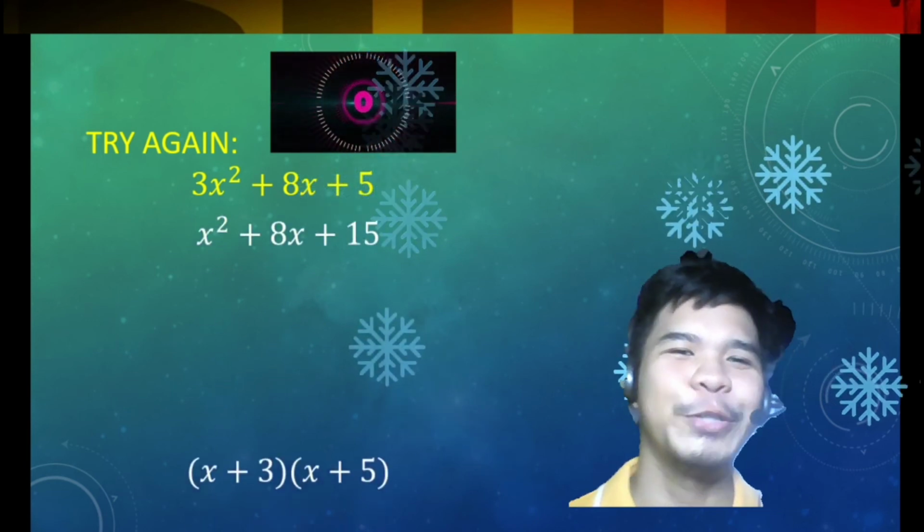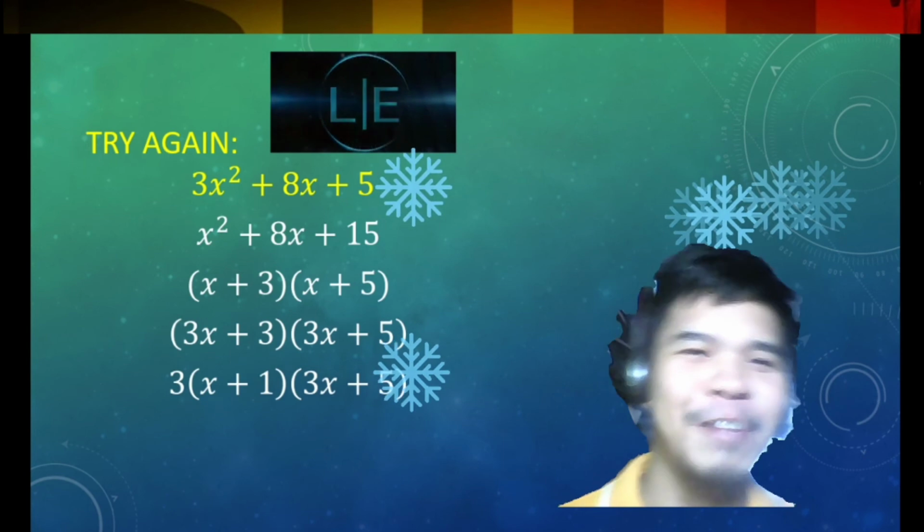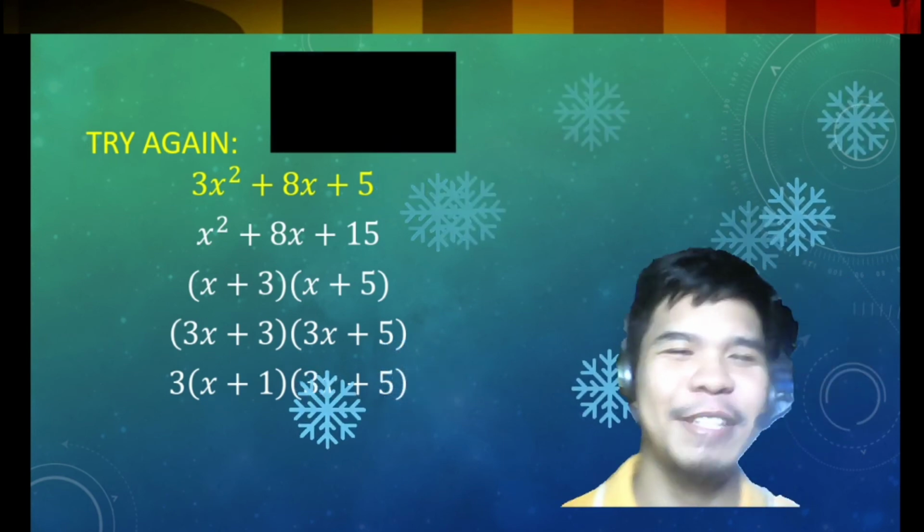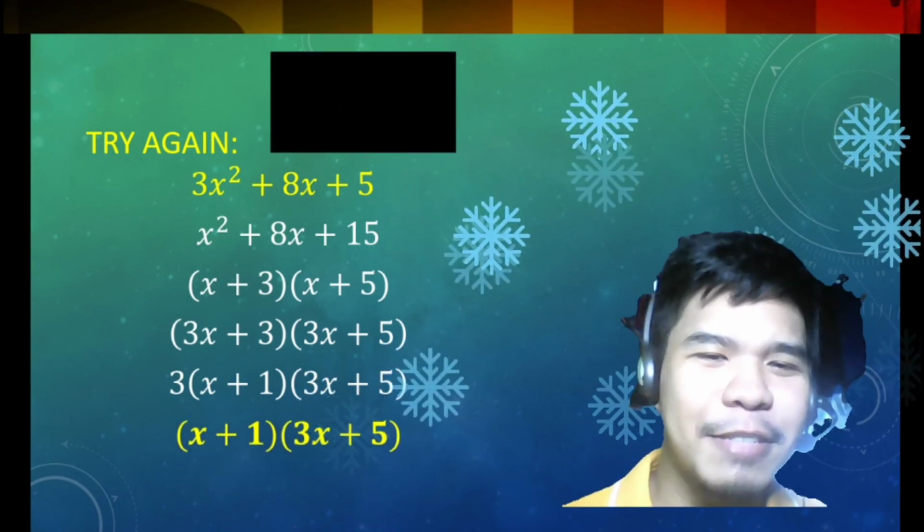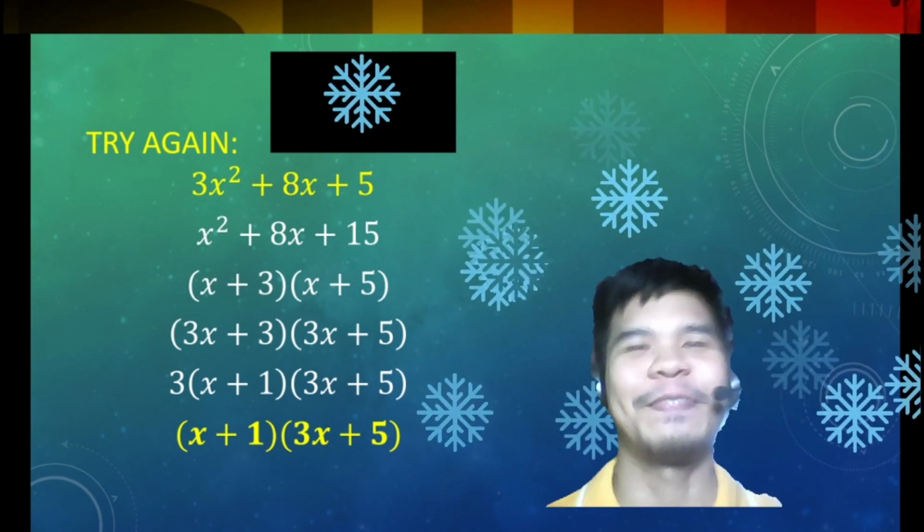Here are the solutions. And the final factored form of 3x squared plus 8x plus 5 is x plus 1 and 3x plus 5.